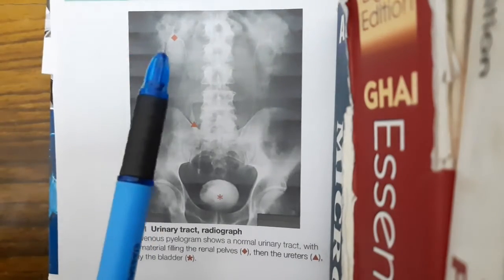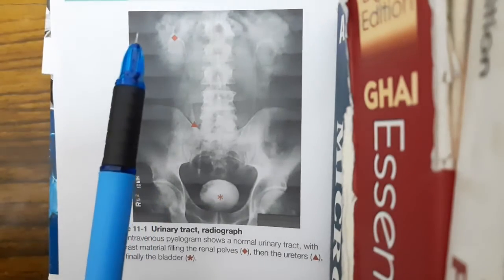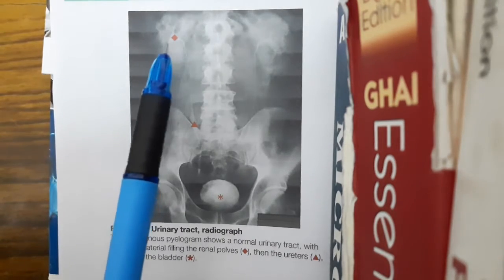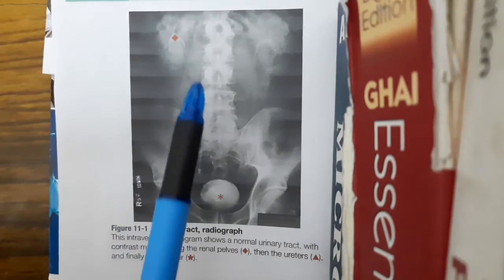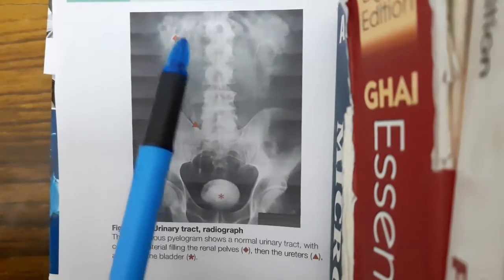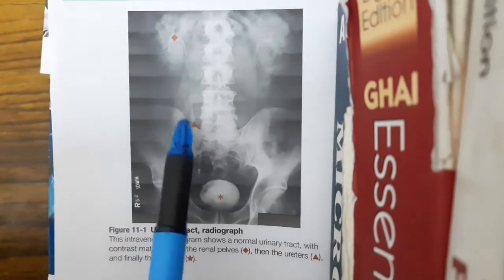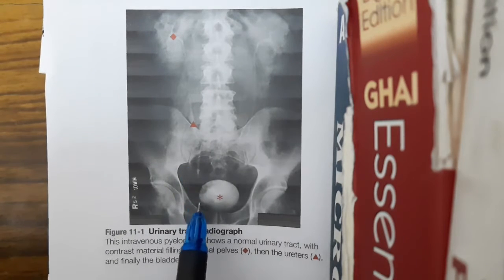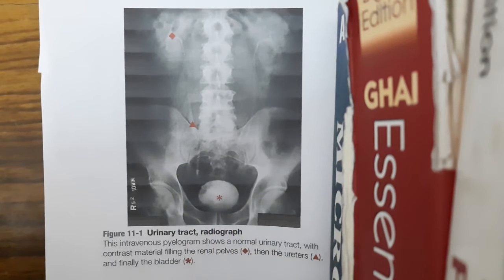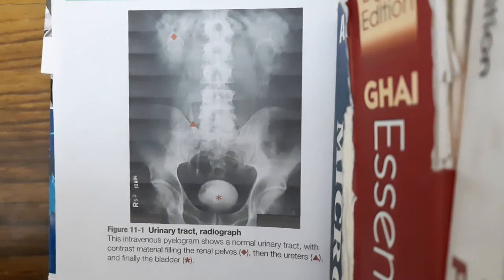This is a radiograph with intravenous contrast. So this is an intravenous pyelogram showing the normal urinary tract. You can see the kidneys. You can see this renal pelvis and ureter, and the urine is draining into the urinary bladder. So this is the picture of a normal urinary tract.